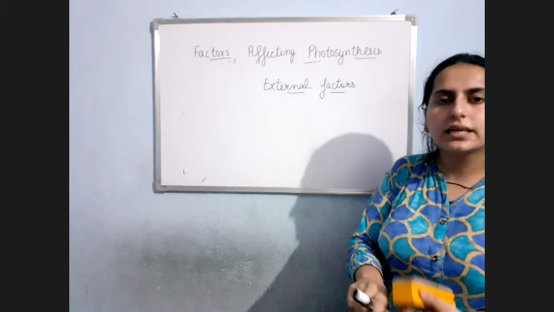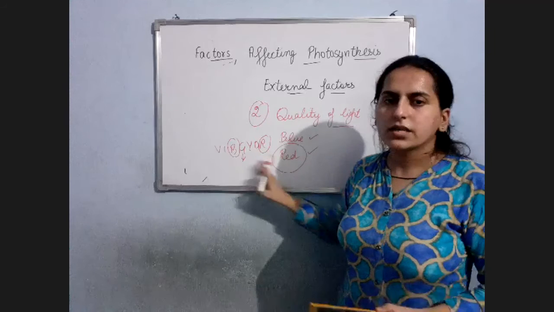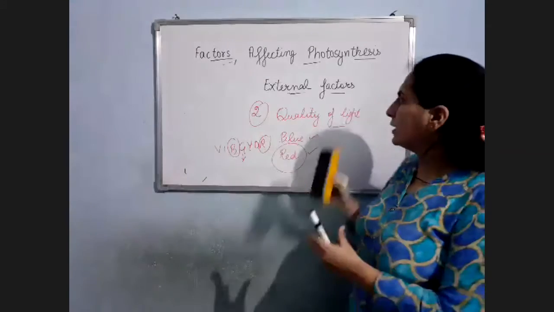Because chlorophyll pigment and the rest of the pigments have an absorption peak. They have an absorption peak at this wavelength, especially in the algae. So this is quality of light.